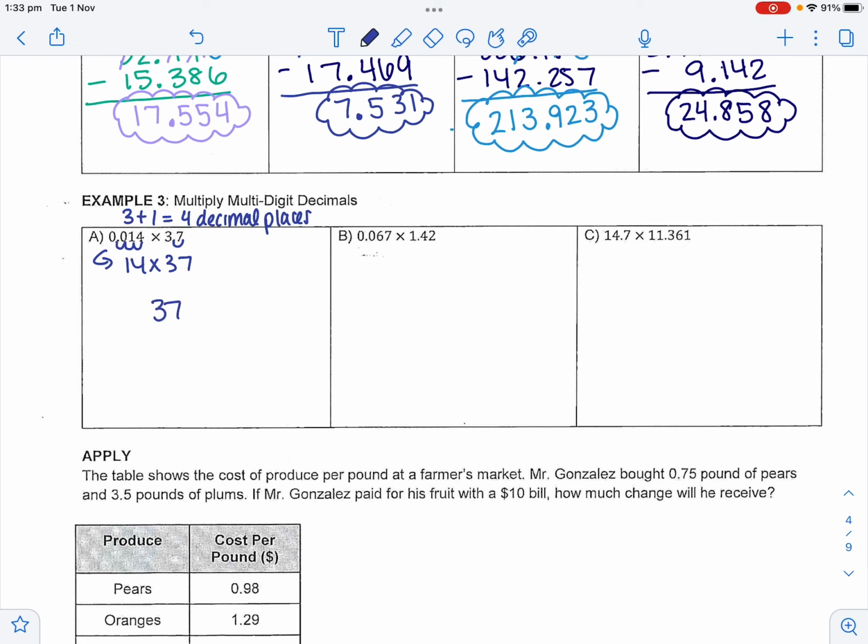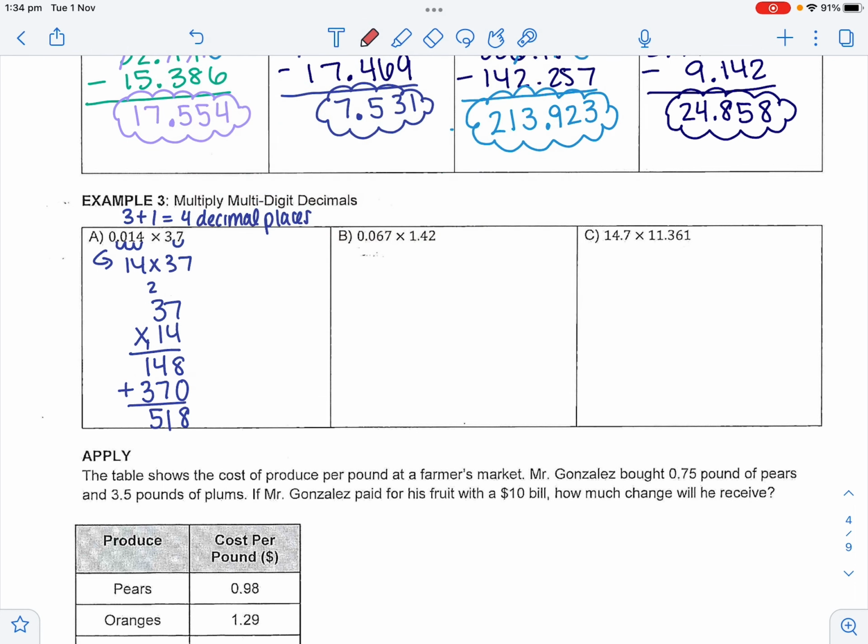So 37 times 14. I like to put the larger number on top. It's a personal preference. So 4 times 7 is 28. Carry the 2. 4 times 3 is 12, plus 2 is 14. I can't move over until I put that 0 in to move over to the tens place, and then 1 times 7 is 7, 1 times 3 is 3. And then I'm going to add these two things together. 8 plus 0 is 8, 4 plus 7 is 11, carry the 1, 3 plus 1 is 4, plus 1 more is 5.